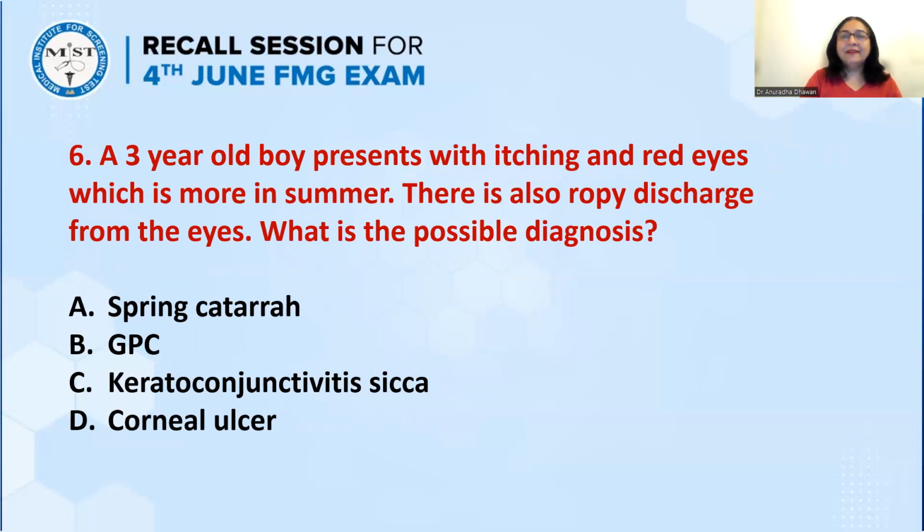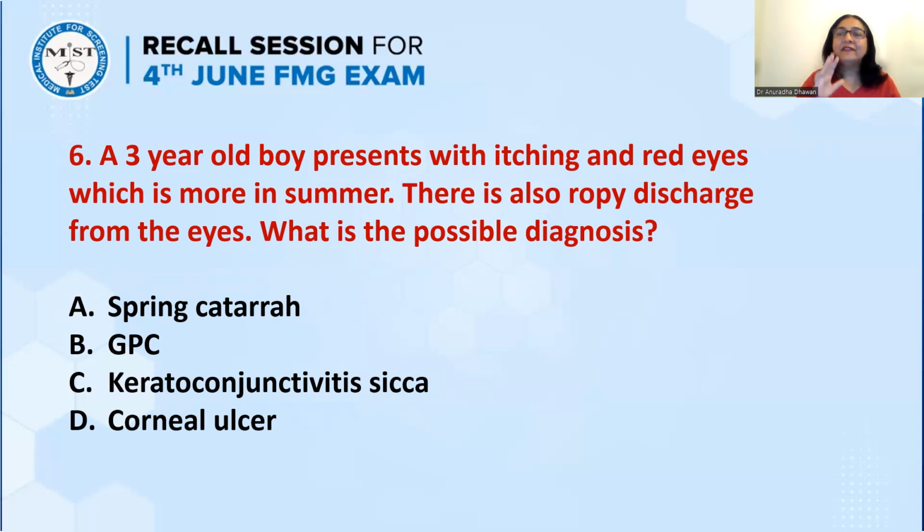Then another question was a very typical question which has been coming as an image-based question, but this time they did not give the image, but they gave you the characteristic history. So what was the question? It was a 3-year-old boy presents with itching and red eyes, which is more in summer. There is also ropy discharge from the eyes. So you can see in the case history, they have given you the typical signs and symptoms. What are the symptoms? Itchy eyes, red eyes, more in summer season. Okay. Then see the age group, a young boy. In the signs, there is also a ropy discharge.